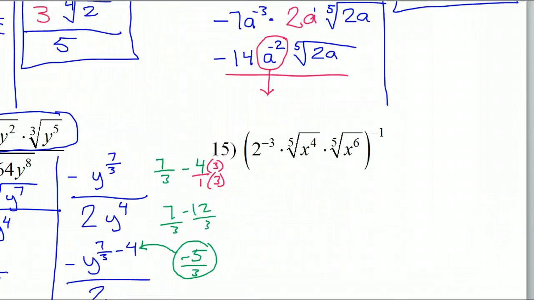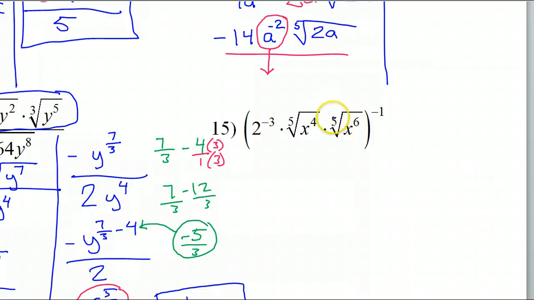Okay, it looks like we're down to the last problem. Well, might as well put this stuff together a little bit. These roots are the same, so I can go ahead and multiply here. So that is going to give me, so I've got 2 to the negative 3 power. I'm just going to leave that for now. And I will have my 5th root.